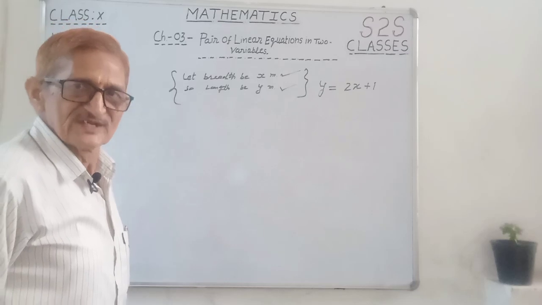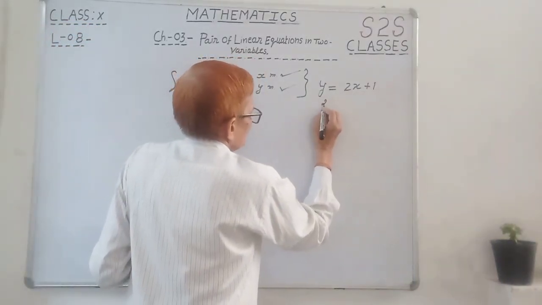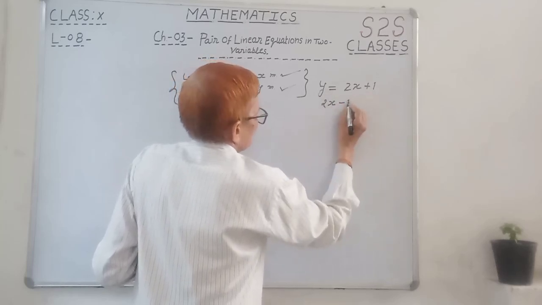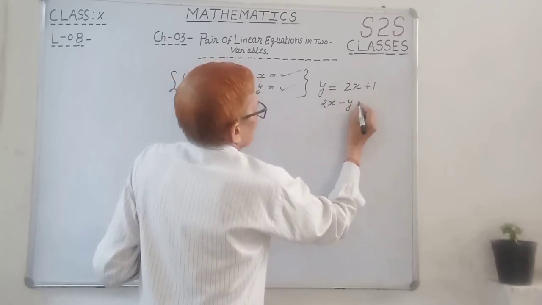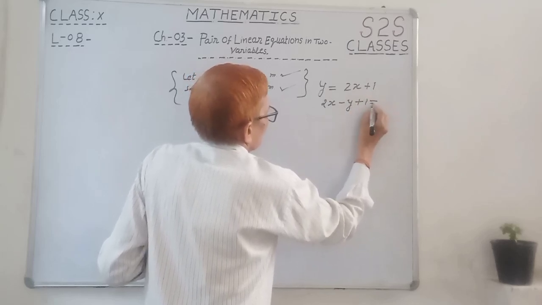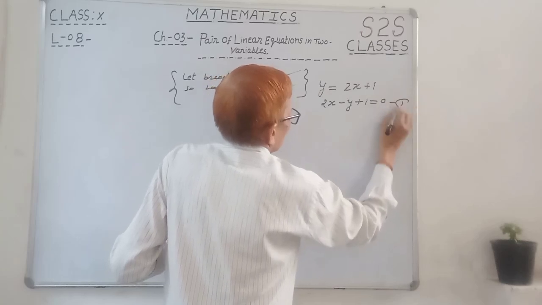This is according to our situation statement. It is the first relation, so we can say 2x minus y plus 1 is equal to 0. This is equation 1.